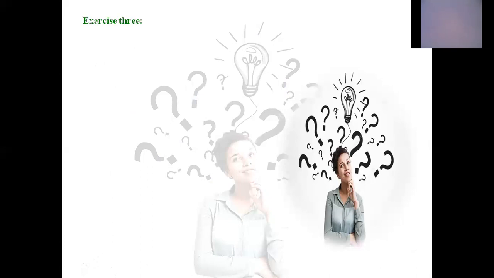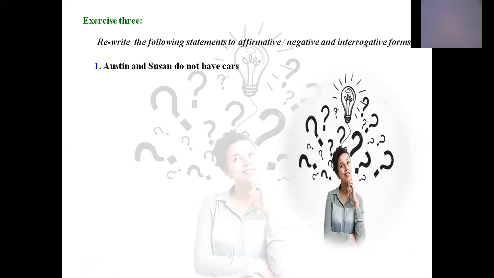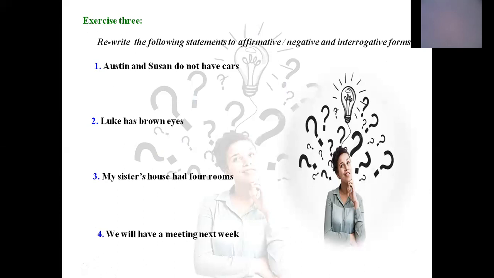According to the third exercise, which is the last exercise, here we need to rewrite the following statements into affirmative, negative, and interrogative forms. It depends on the kind of statement, and you need to rewrite it accordingly. We have 4 statements. The first, Austin and Susan do not have cars. Luke has brown eyes. My sister's house had 4 rooms. And the last one, we will have a meeting next week.